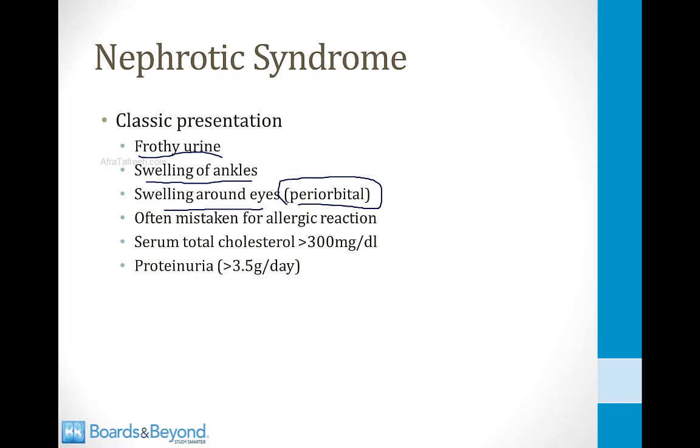So periorbital edema is a classic sign of glomerular diseases. This is often mistaken for an allergic reaction, so especially on boards questions, watch for a case where the patient thinks they're having an allergy, but it's actually nephrotic syndrome.